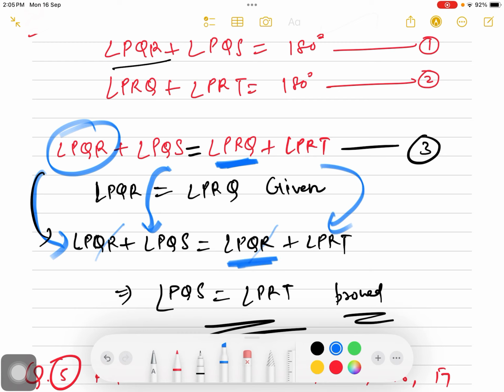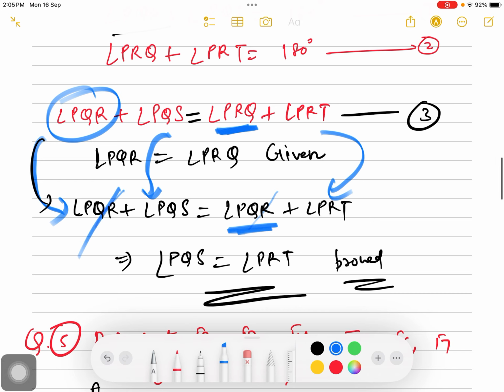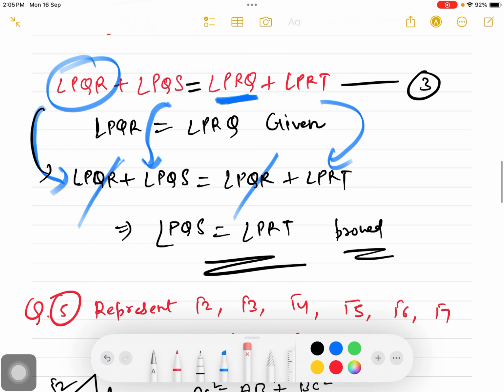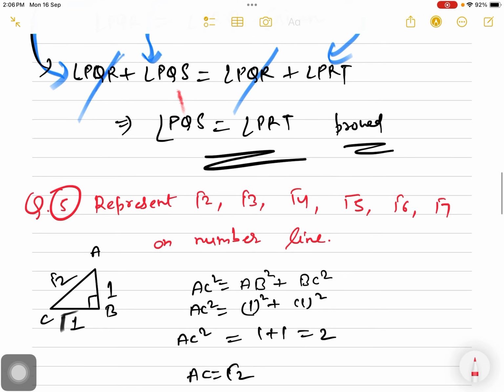So PQR, and this thing I wrote like that, PRT. PQR got cancelled. Okay, so what is left? PQS, and this PRT only left. So they came equal, and that only we have to prove in the given question. Okay, so this is our answer for this question.